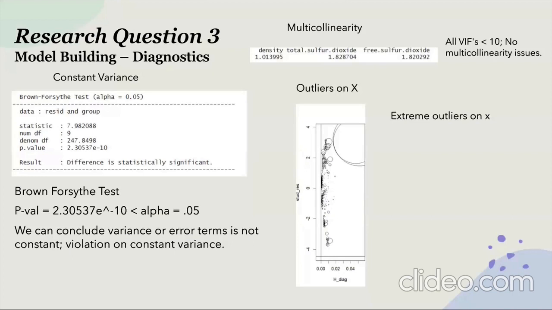As for multicollinearity, we can look at the VIF values for all 3 of the predictor variables, in which they are all less than 10. So we can see that there are no multicollinearity issues there.